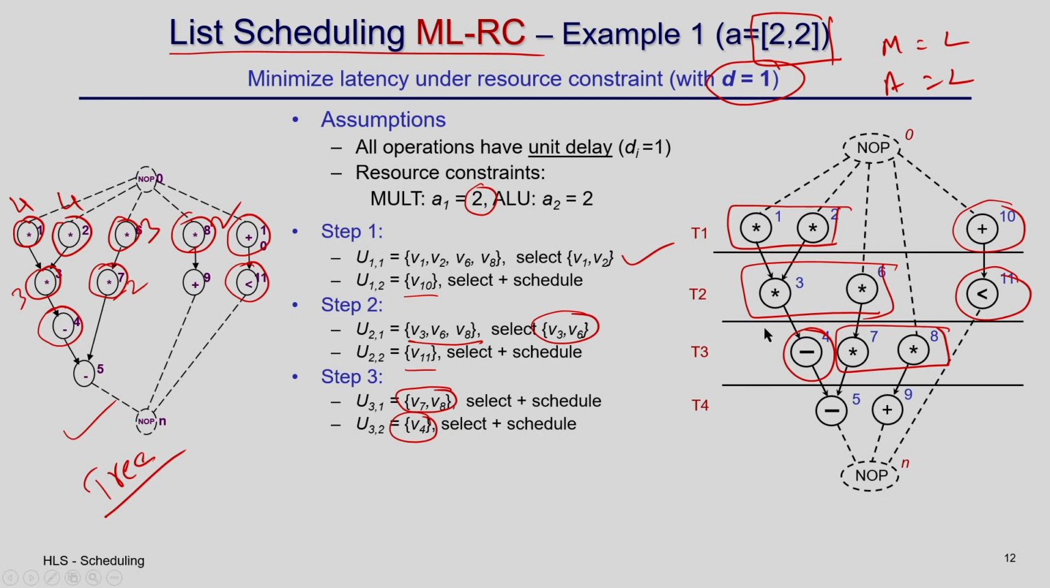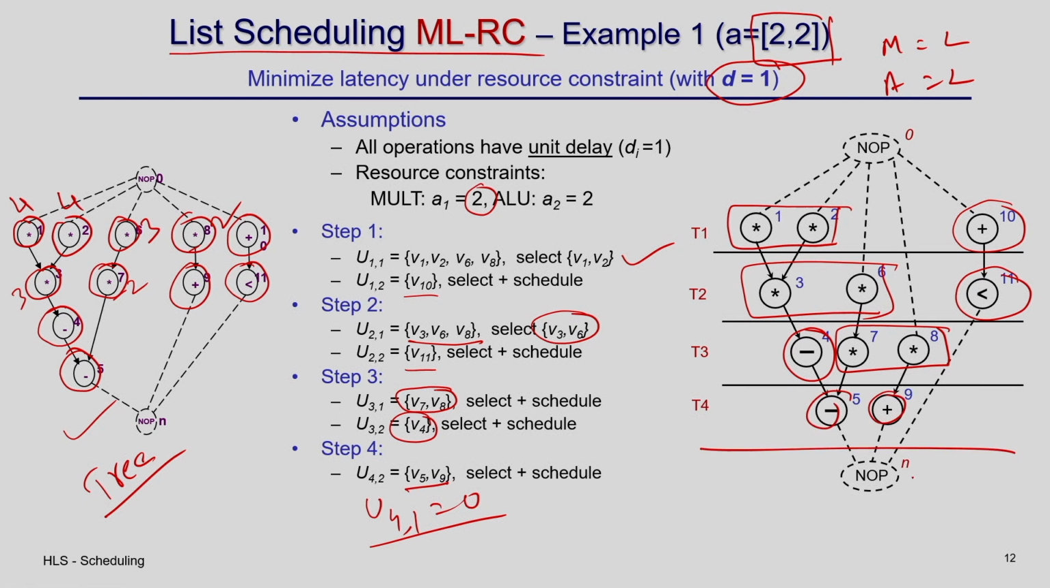So, in time step 4 there is no multiplication operation, so U for the multiplier is 0. There are no multiplication operations, but there are 2 ALU operations, this and this, and there are 2 resources available. So, let us schedule them here. This is the schedule I am going to get for this particular constraint, and it can be scheduled in time step 4 with 2 and 2 resources.